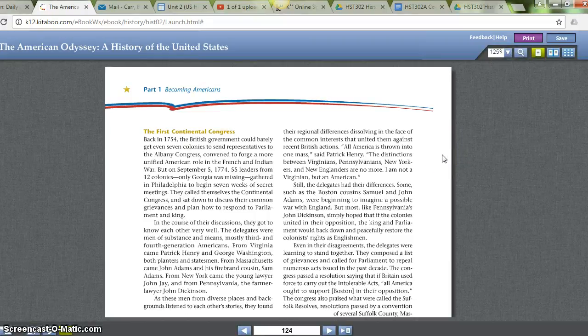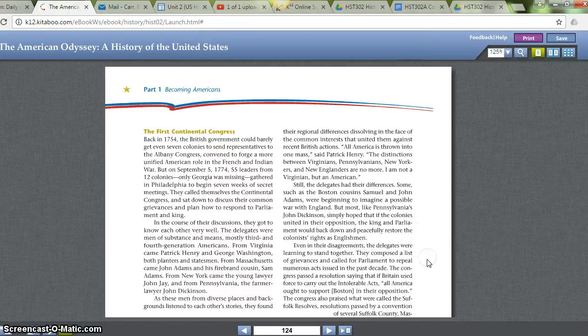"All America is thrown into one mass," said Patrick Henry. "The distinctions between Virginians, Pennsylvanians, New Yorkers, and New Englanders are no more. I'm not a Virginian, but an American." Still, the delegates had their differences. Some said the Boston cousins, Sam and John Adams, were beginning to imagine a possible war with England. But most, like Pennsylvania's John Dickinson, simply hoped that if the colonies united in their opposition, the King and Parliament would back down and peacefully restore the colonists' rights as Englishmen. Even in their disagreements, the delegates were learning to stand together.